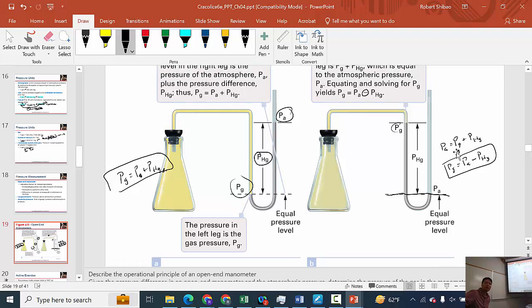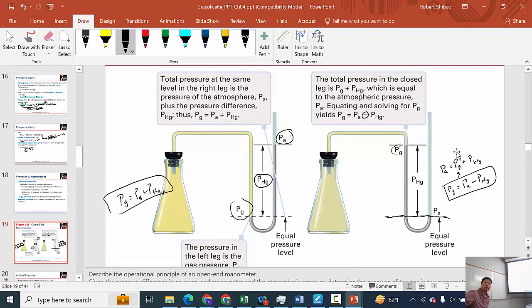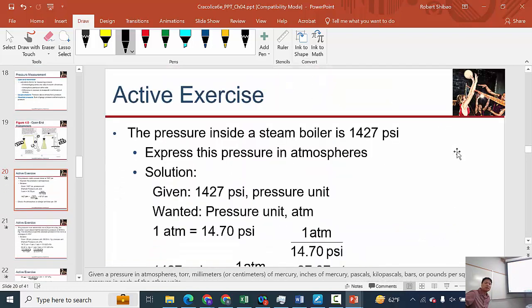This is called an open-ended manometer. And so we can figure out the pressure of a gas.